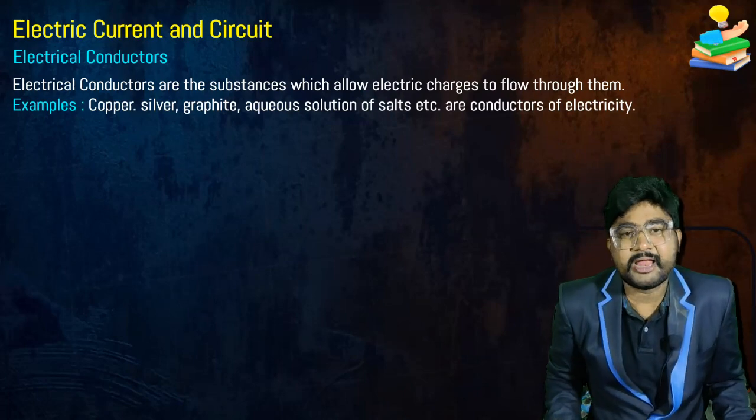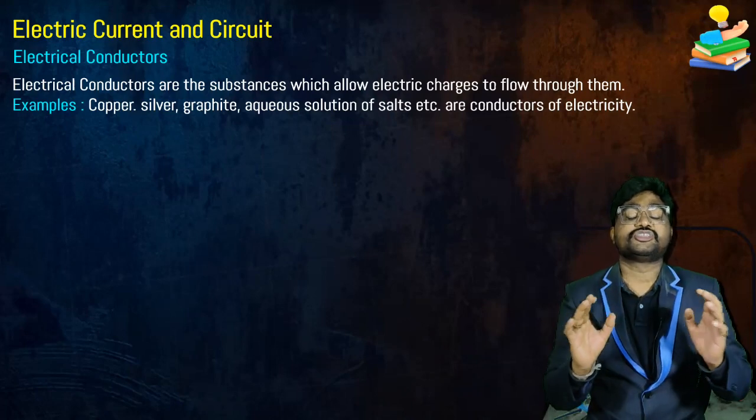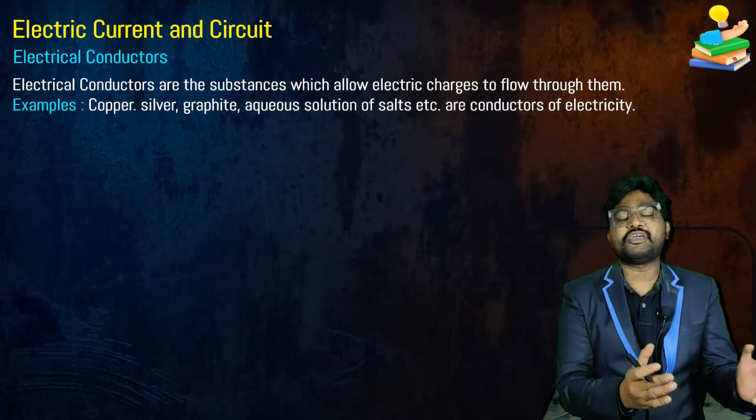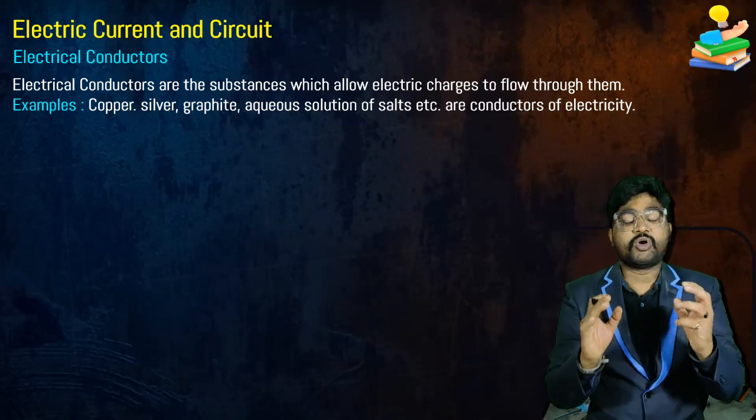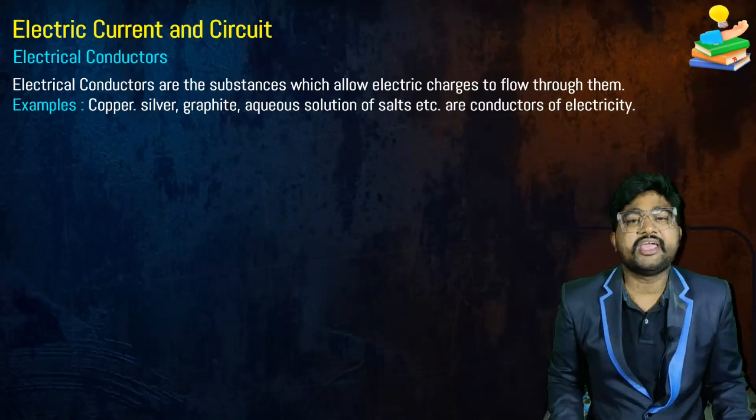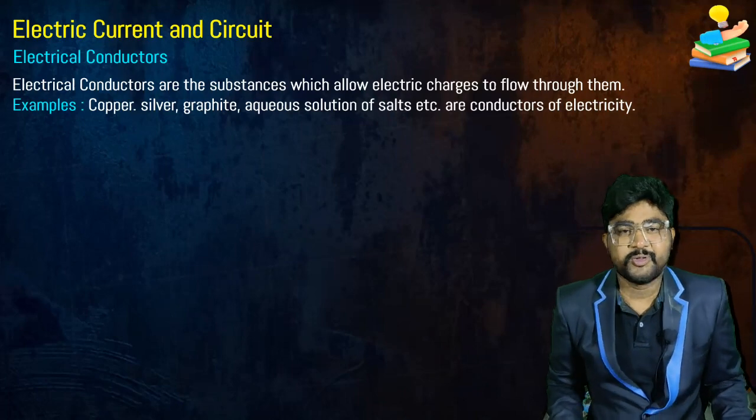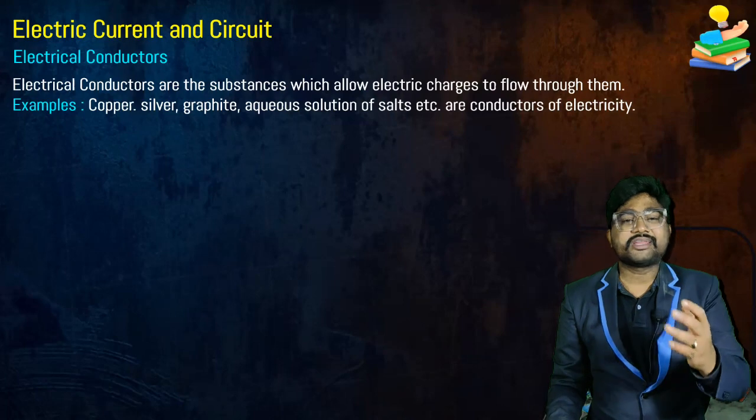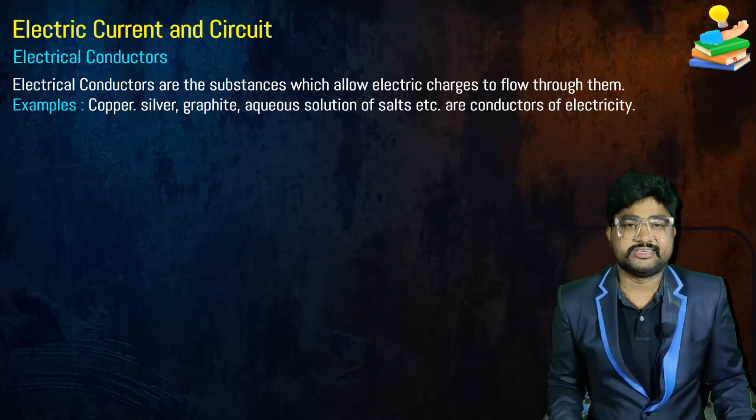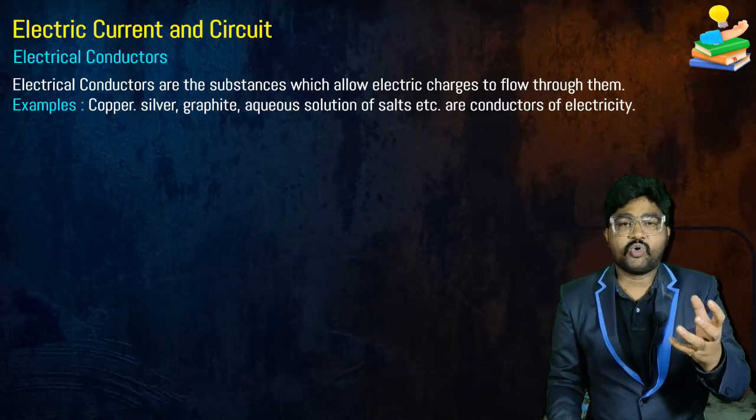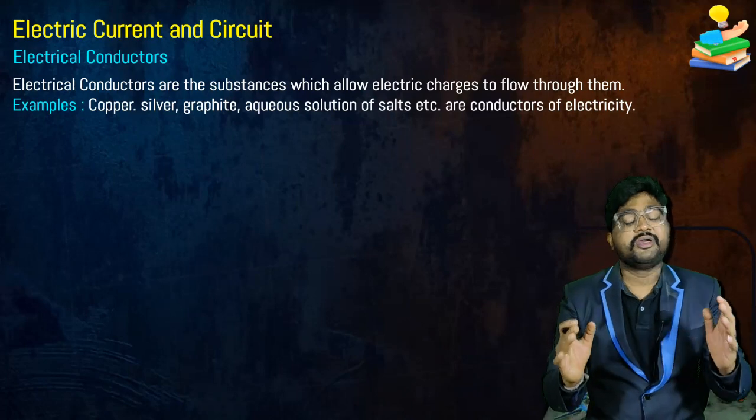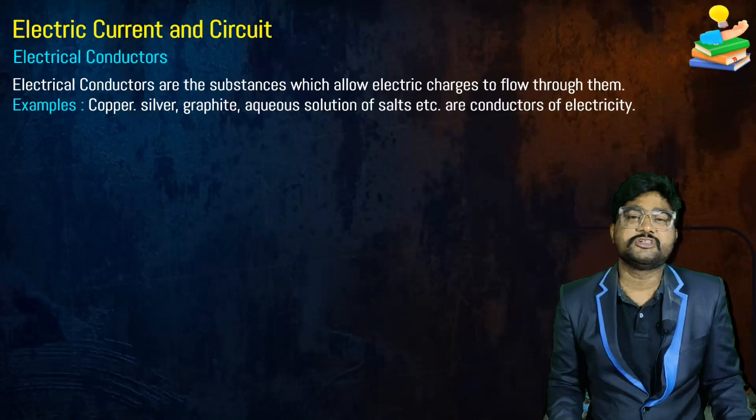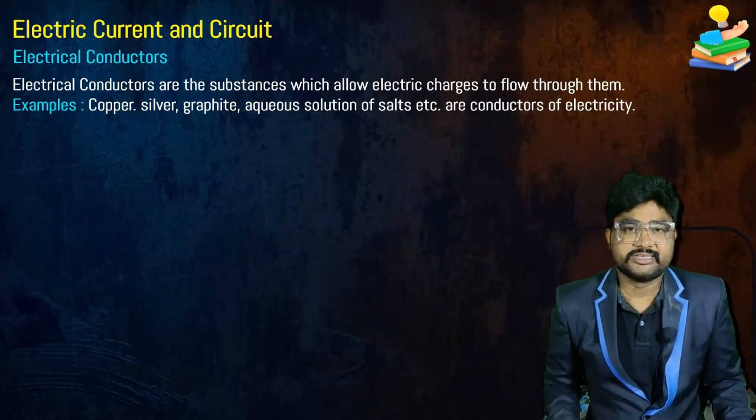For lighting the bulb, charges must flow. Charges must be in motion. Understood? So some materials are allowing, some materials are not allowing. Whatever materials allow electric charges to flow, those materials are called electric conductors. What are the examples of electric conductors? Copper, silver, gold, aluminum, iron, mercury. These are different examples of electric conductors.